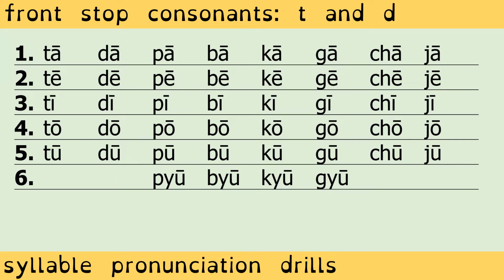Number 3. Tie, die, pie, buy, kai, guy, chai, jai. Number 4. Toe, doe, poe, bow, co, go, cho, joe. Number 5. Two, do, poo, boo, coo, goo, chew, jew. Number 6. Pew, bew, q, gew.